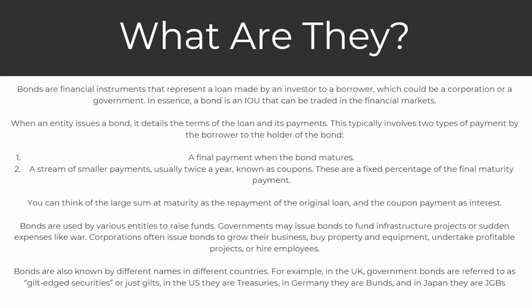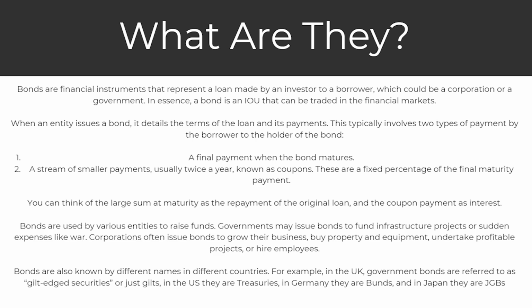Bonds are financial instruments that represent a loan made by an investor to a borrower, and that could be a corporation or a government. In essence, a bond is an IOU that can be traded in the financial markets. When an entity issues a bond, it details the term of the loan and its payments. This typically involves two types of payment by the borrower to the holder of the bond.